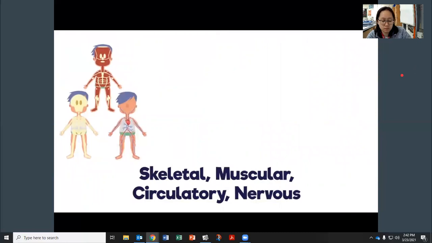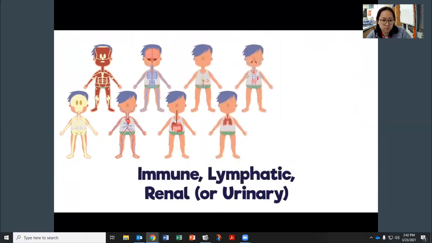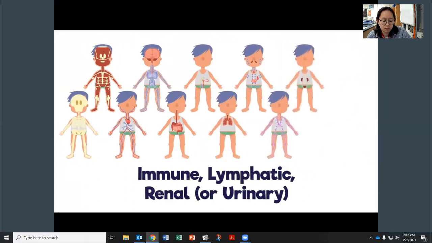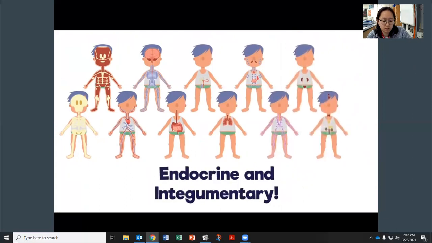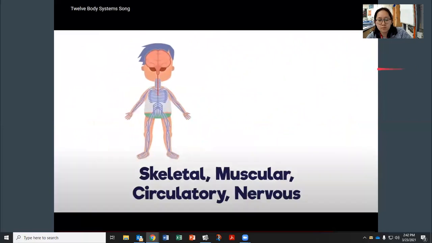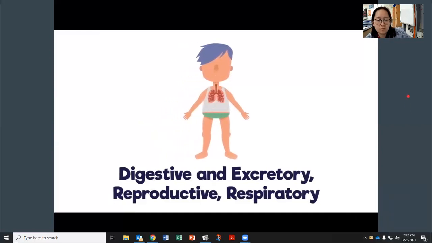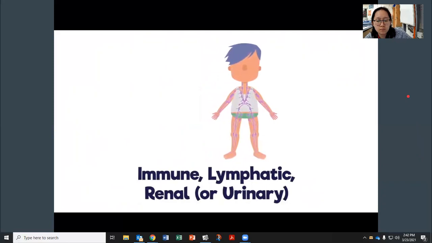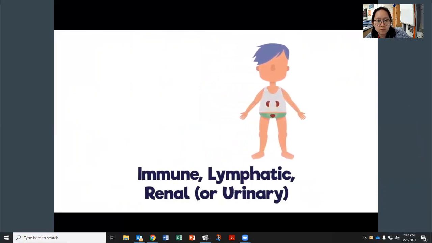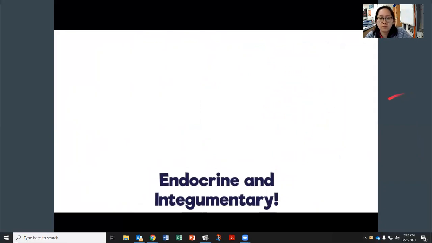Skeletal, muscular, circulatory, nervous, digestive and excretory, reproductive, respiratory, immune, lymphatic, renal or urinary, endocrine and integumentary. Skeletal, muscular, circulatory, nervous, digestive and excretory, reproductive, respiratory, immune, lymphatic, renal or urinary, endocrine and integumentary.